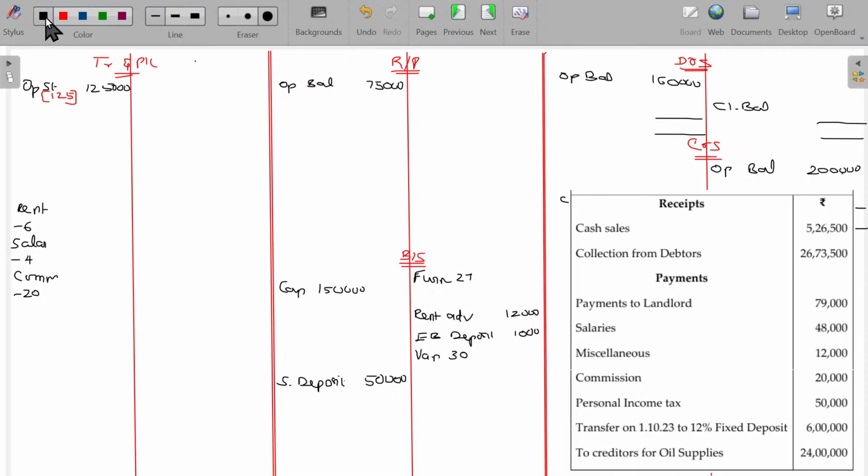Yes. Let's start with the cash sales. In the credit side of trading account, cash sales, the value being 5,26,500. Collection from debtors. So debtors made a payment. So cash or bank, in bank account, 26,73,500. So receipts are over.